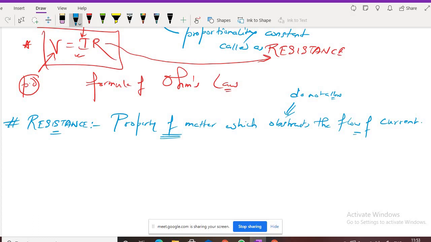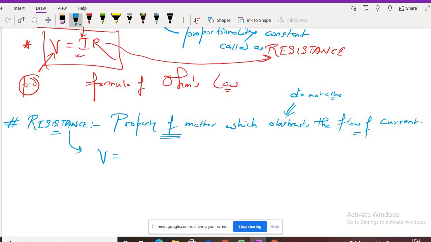So resistance is a property of matter. Since everybody has it, that means resistance is a property of matter. And what does it do? It restricts, that is, it obstructs. It does not allow the current to flow, and that is called resistance. Is that clear? So what is the formula of resistance?